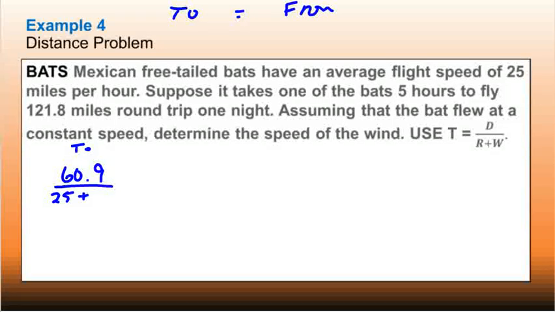plus the wind equals, and on the other side is 60.9, and you would have, actually not plus, so the to and from, so this would be plus, then the way back you're going to go against the wind, so that would be 25 minus W. And this is going to give us a total of 5 hours. So we need to solve to find out the speed of the wind.